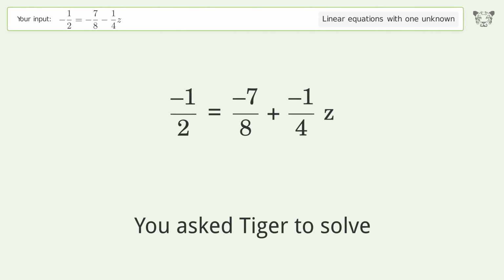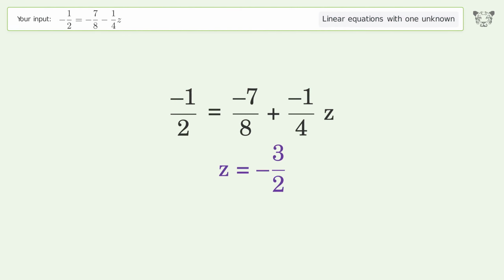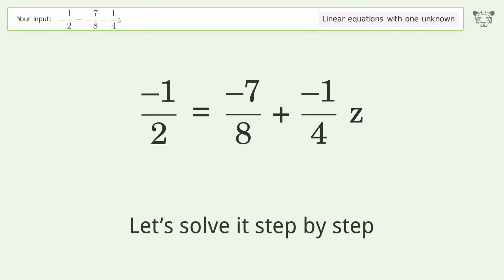You ask Tiger to solve this. It deals with linear equations with one unknown. The final result is z equals -3/2. Let's solve it step by step.